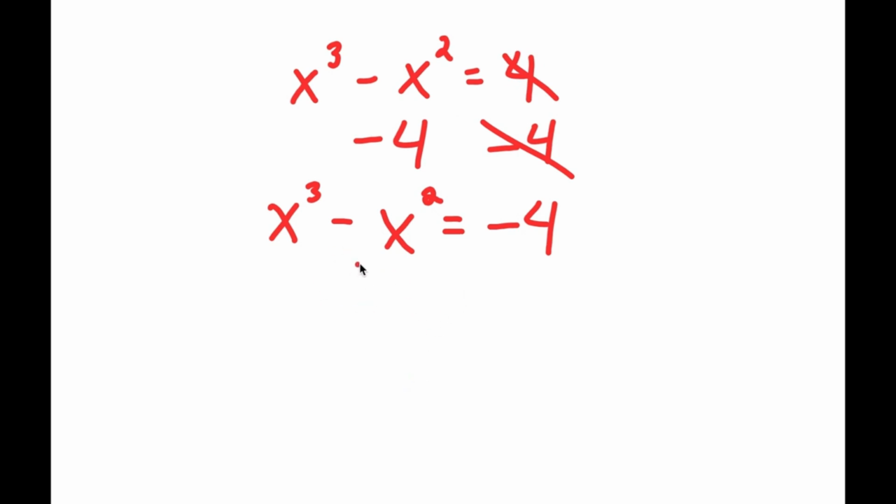Now, I'm going to, sorry, I did this wrong. I'm supposed to have x to the power of 3 minus x squared minus 4 is equal to 0. So now, to actually solve this, I need to find one solution of x, and then using that solution, I'm going to find the rest.